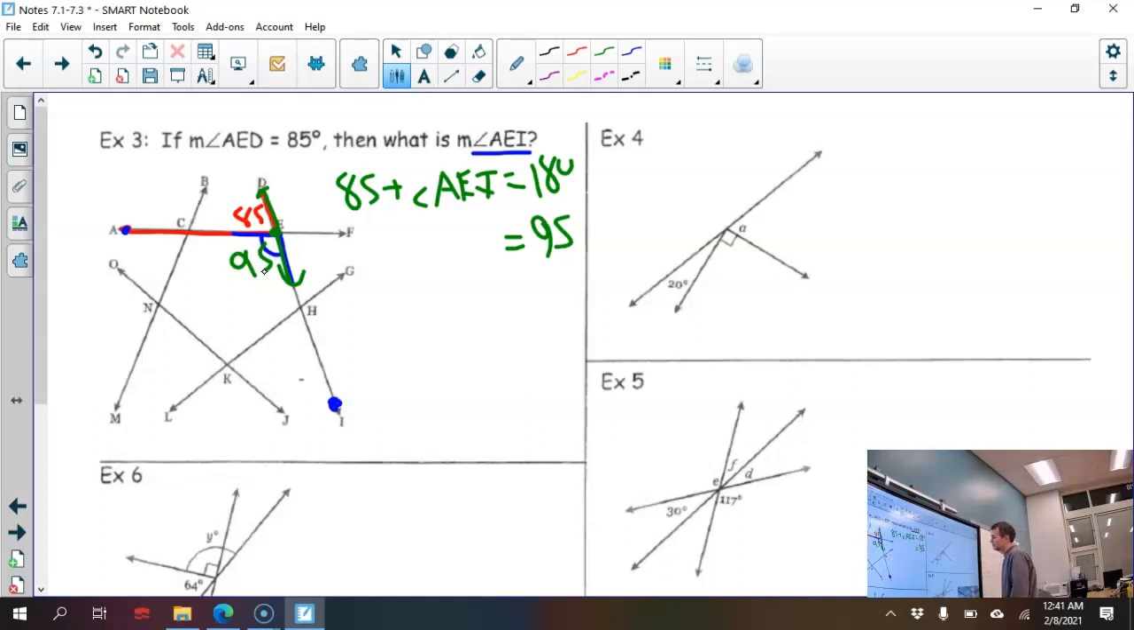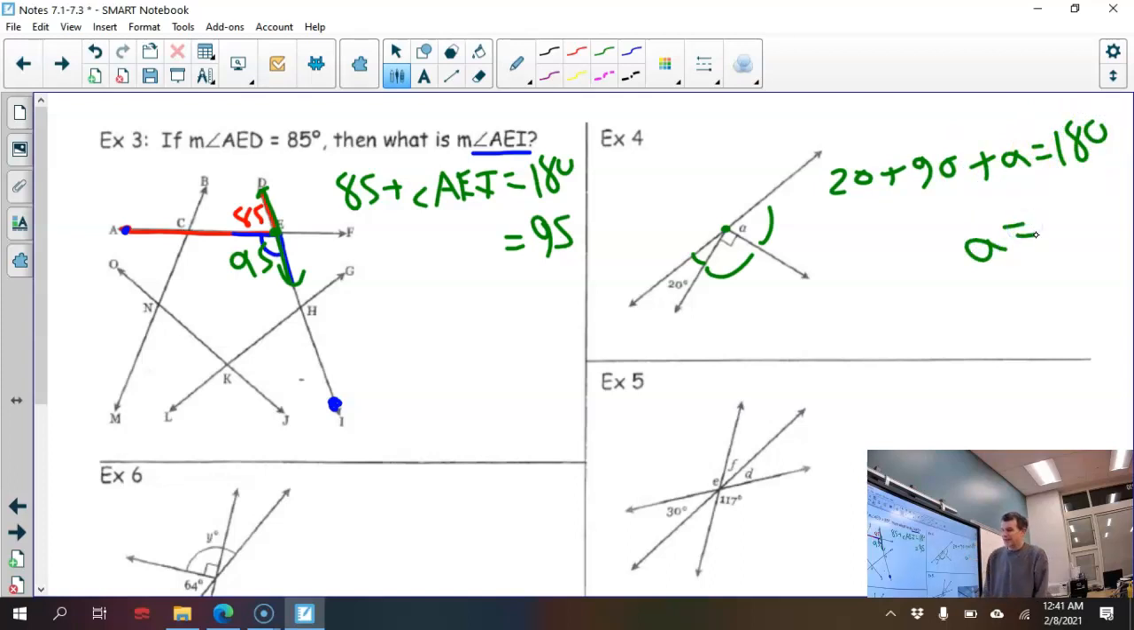Example 4. Well, here's my vertex, and it looks like all three of these angles added together make a straight line. So 20 plus 90 plus A equals 180. And I know you could all solve for A, right?